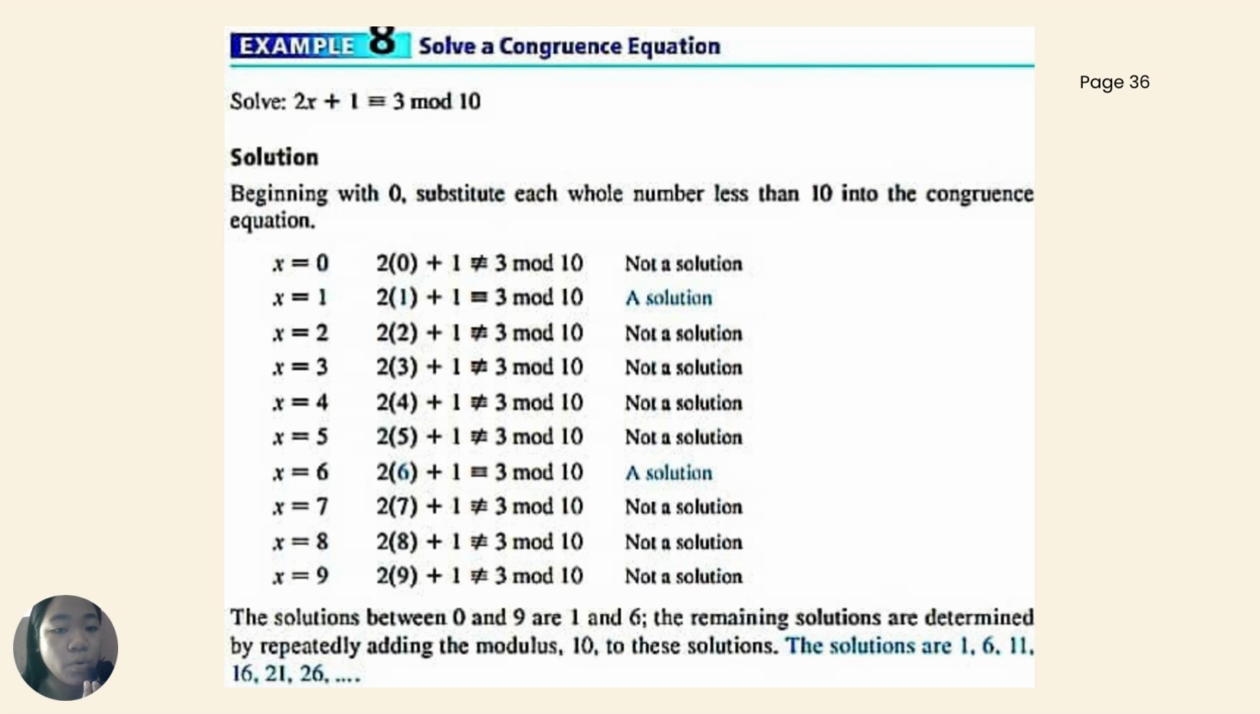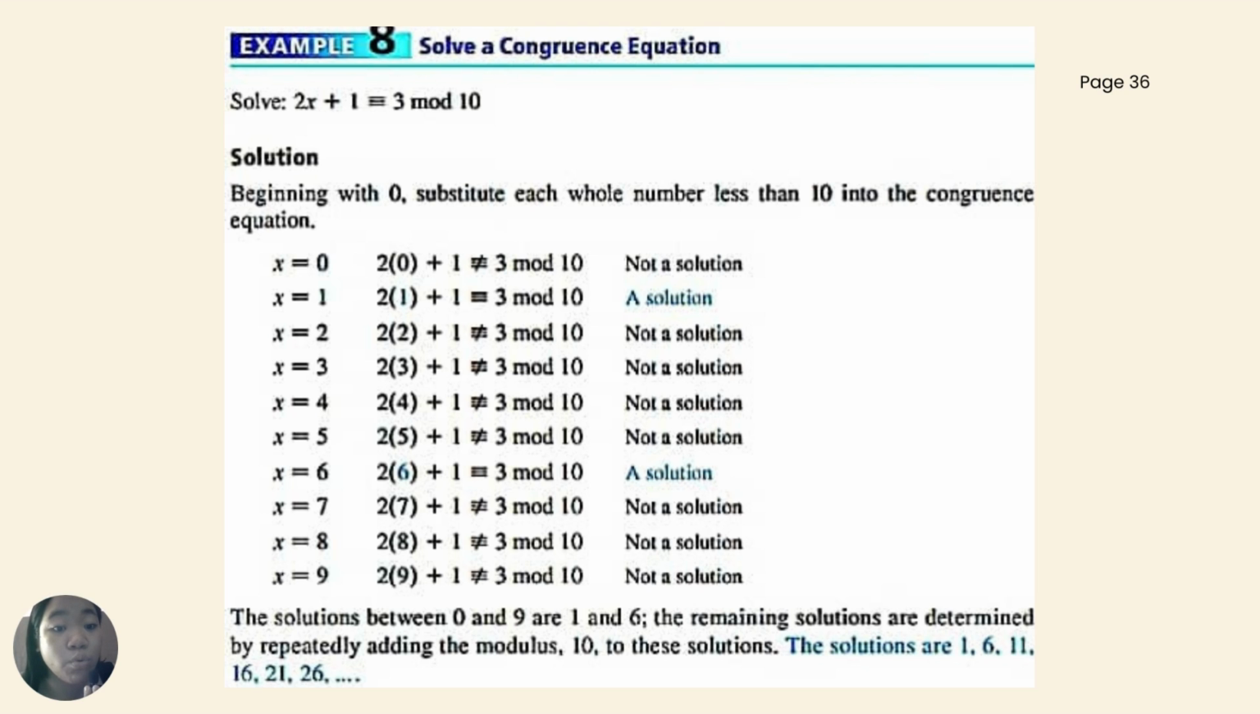So sa 0, not congruent. Sa 1, congruent, so it can be a solution. Sa 2, hindi siya congruent. 3, hindi man. 4, hindi man. 5, hindi man. Sa 6, it is congruent. It is a solution. So check. Number 7, hindi. Number 8, hindi. Number 9, hindi. Hasta lang ta sa number 9 because our answer should be less than lang sa modulus.